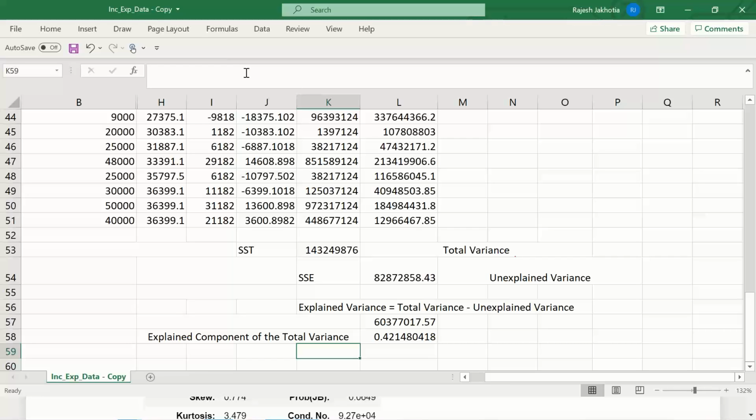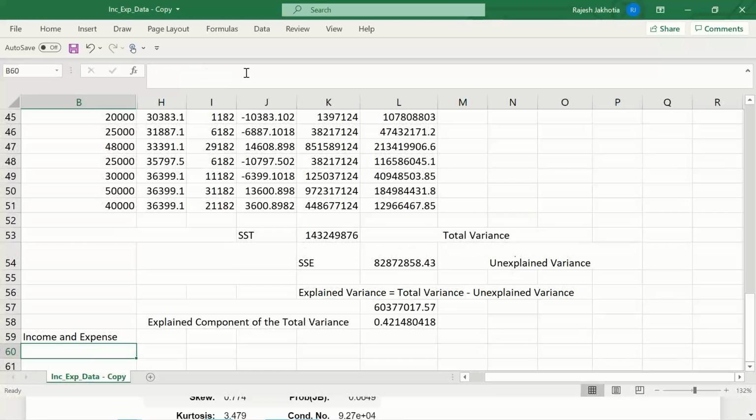So in a business way, if I have to explain the relation between income and expense, I can say 42% of the variance in expense is explained by the model, and here the model is only a single variable model, that is having only income as an independent variable. So I can say it has been explained by the income.